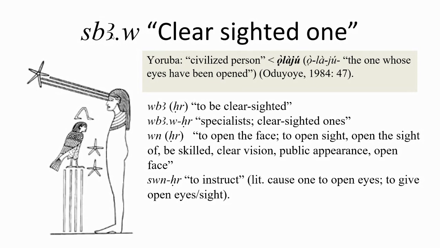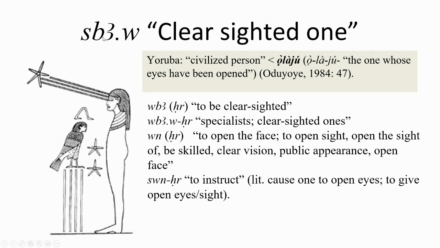And that word win is a variant of the word ba, meaning to open. And so we have the same phraseology: to open the face, to open sight, open the sight of, be skilled, have clear vision, public appearance, an open face. And so we have soon her, again with this prefix here, this S prefix, to instruct.